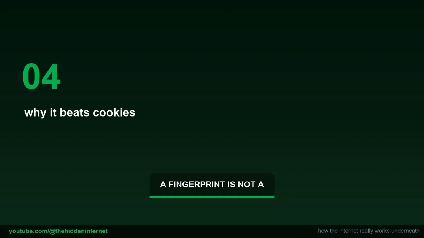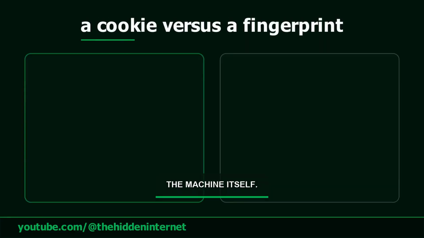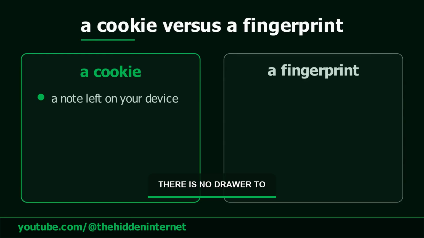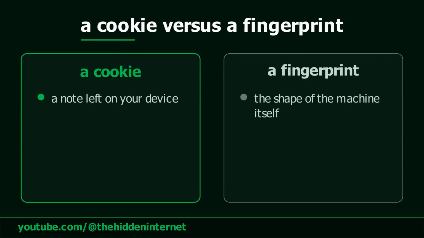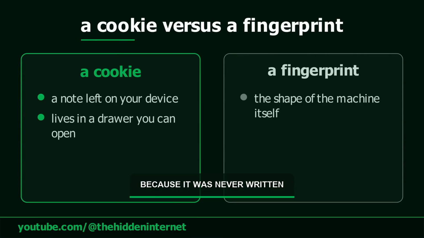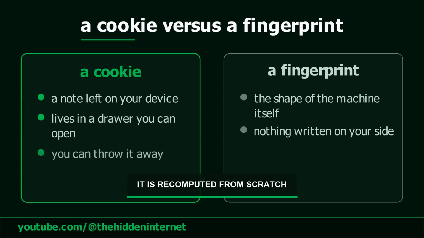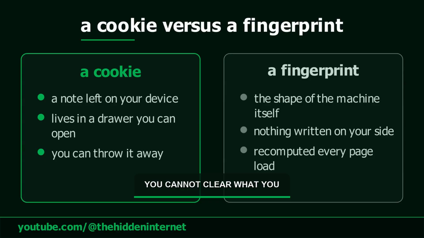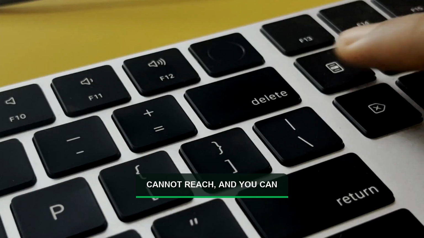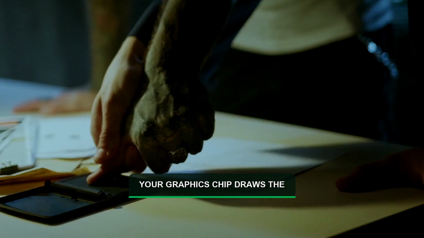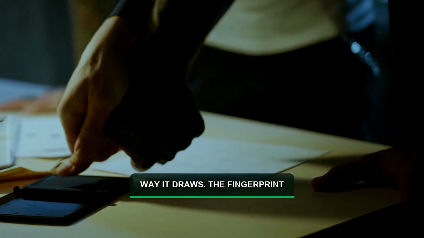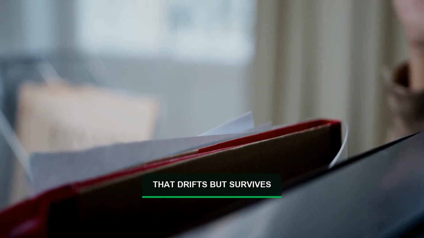A fingerprint is not a note. It is the shape of the machine itself. There is no drawer to open, no file to delete, no setting that wipes it, because it was never written down on your side in the first place. It is recomputed from scratch every time you load a page. You cannot clear what you cannot reach, and you can never reach the fact that your graphics chip draws the way it draws.